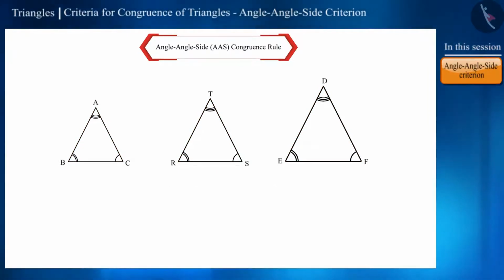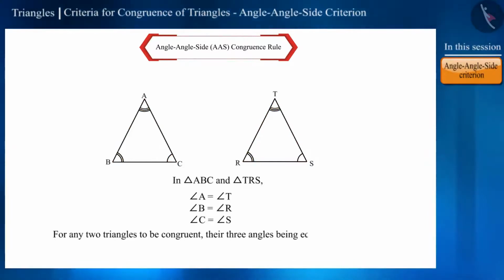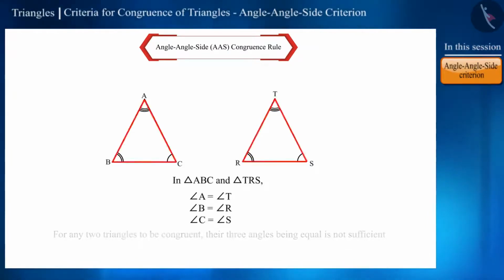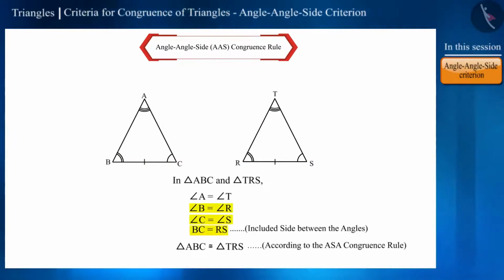Therefore, we can say that for any two triangles to be congruent, their three angles being equal is not sufficient. But if any one of their sides is equal, then the triangles made will be congruent. Therefore, these triangles will be congruent according to the ASA congruence rule.